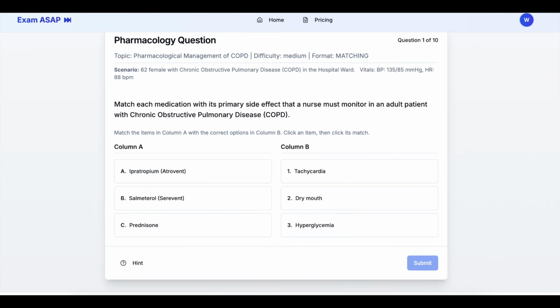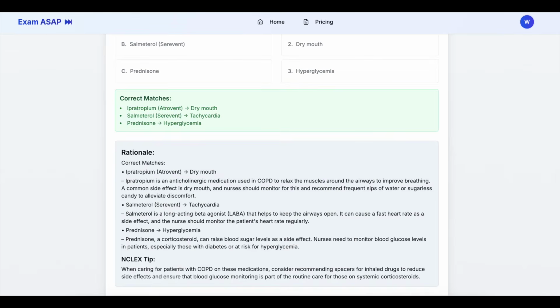Match each medication with its primary side effect that a nurse must monitor in an adult patient with chronic obstructive pulmonary disease, COPD. Correct matches are as follows. Ipratropium, Atrovent, can cause dry mouth. Ipratropium is an anticholinergic medication used in COPD to relax the muscles around the airways to improve breathing.